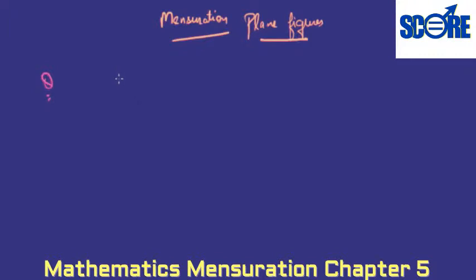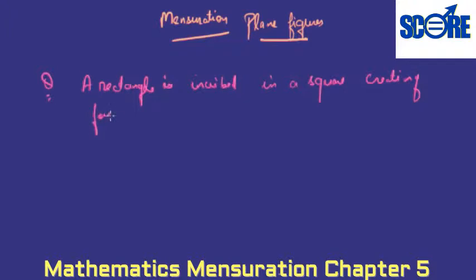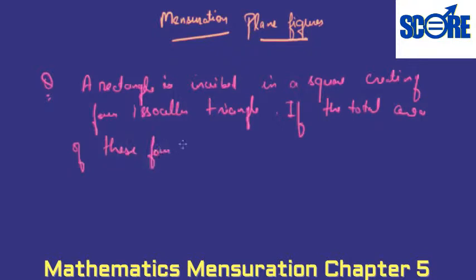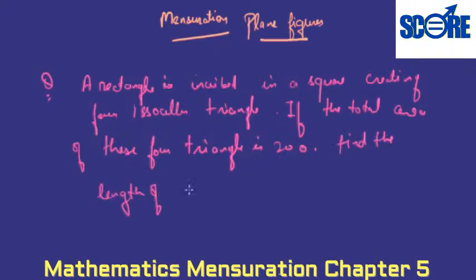First example: a rectangle is inscribed in a square, creating four isosceles triangles. If the total area of these four triangles is 200, then find the length of the diagonal of the rectangle.